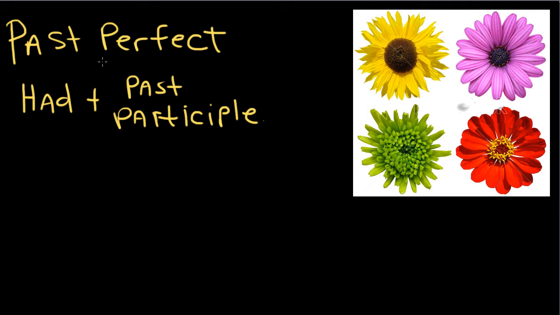Today we're going to talk about the past perfect in English grammar. The past perfect is formed when we use had, and we can use had for all the pronouns. I had, you had, she, he, and it had, plus we use the verb in the past participle. I had read the book.